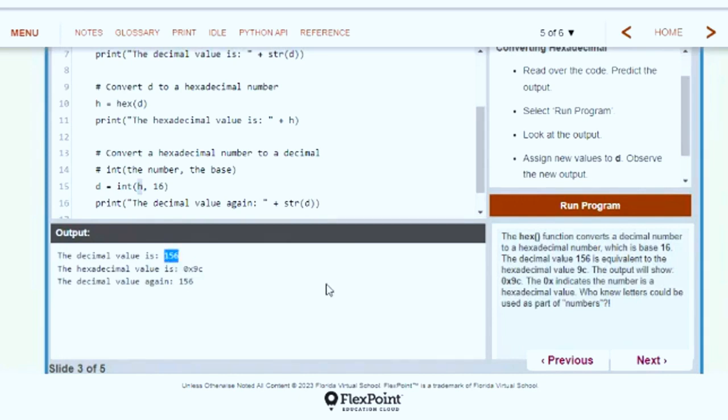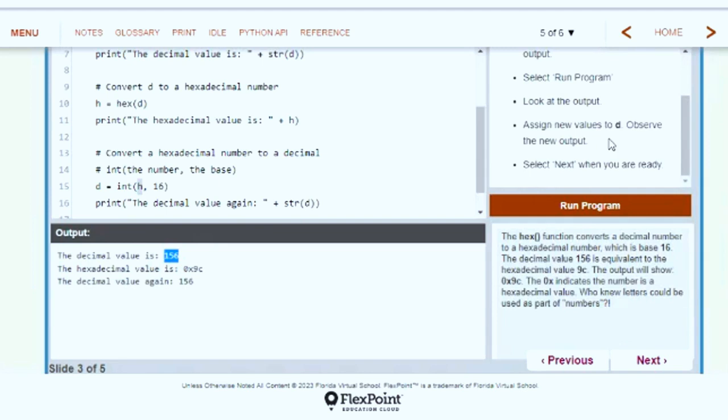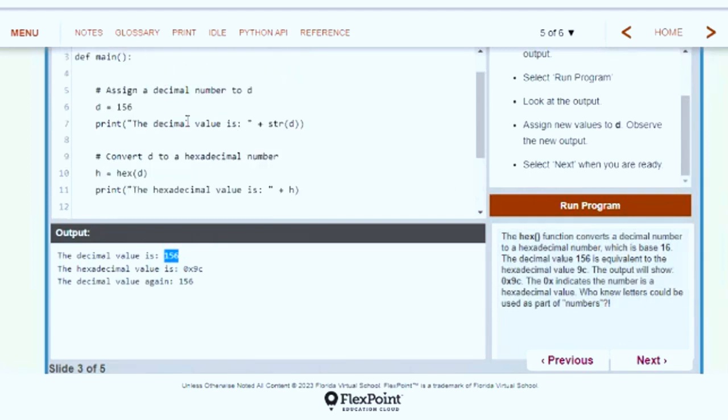It says assign new values to D. Observe the output. All right, let's go up here and say, okay, let's put a 5 on the end. That's 1,565. Let's see what that is in hexadecimal. 61D. Again, you can change whatever. If you just want to say the number is 16, 10. 1 in the 16 spot, 0 in the ones. 17 would be one more than that, right?